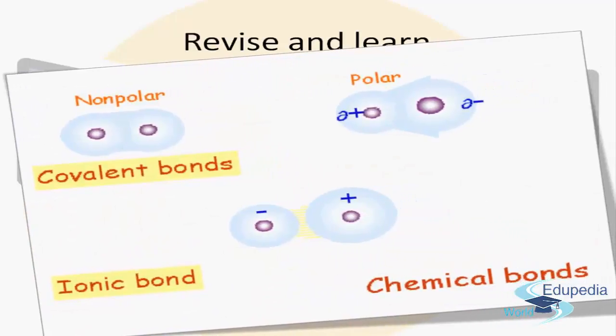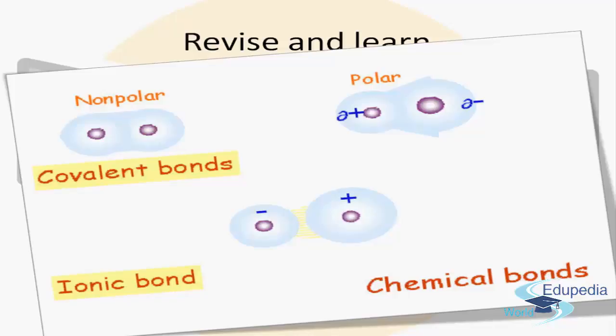Friends, we know that there are two types of chemical bonds: electrovalent bond, which we can also call ionic bonds, and covalent bond. Electrovalent bonds are formed by the transfer of electrons from one atom to another, whereas covalent bonds are formed by the sharing of electrons between two atoms. We have covalent bonds as non-polar and polar.